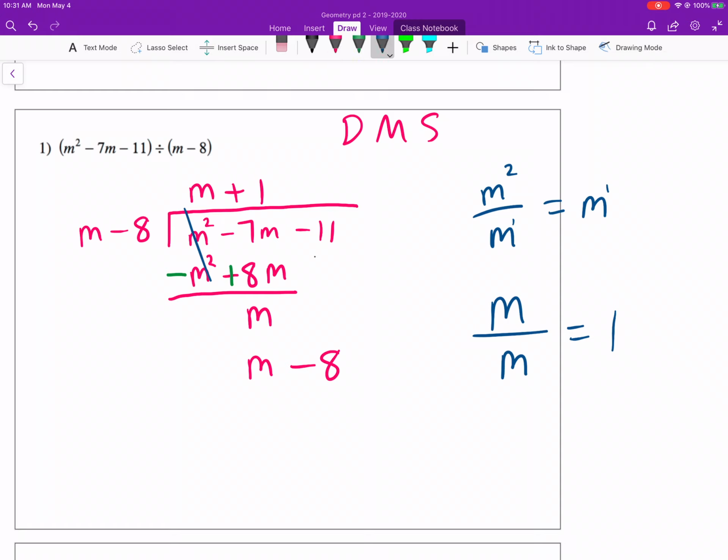And you see we have to bring down that negative 11, but that's good news because that's the last thing to bring down. We're basically almost done. Just keep in mind this is a negative 11 here brought down. Okay, now change your signs. This is now negative m and positive 8. Those first terms cancel, m minus m, and what you're left with is negative 11 plus 8, which is negative 3.